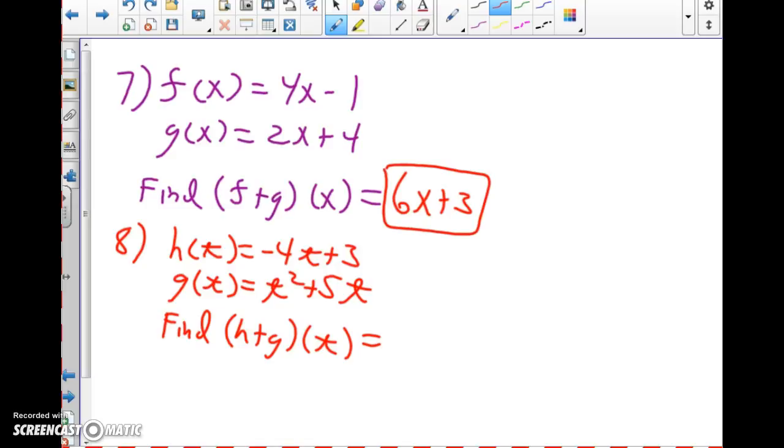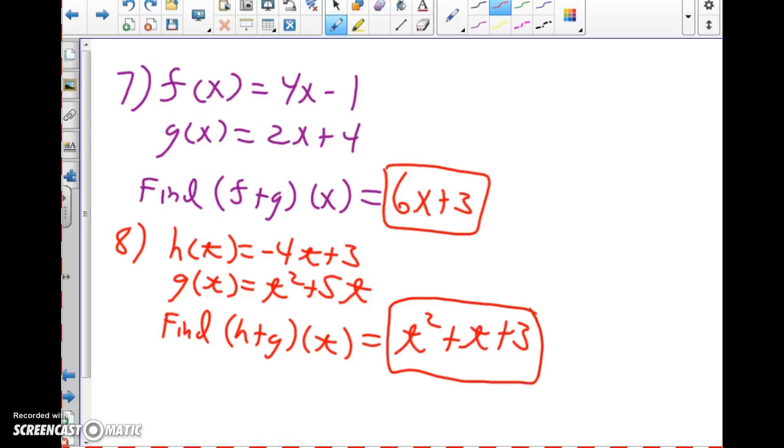Okay. So that's the same situation, right? Find h plus g of t. So add those two together. What are you going to get? t squared plus t plus 3. T squared plus t plus 3 is right. Very good, that is correct.